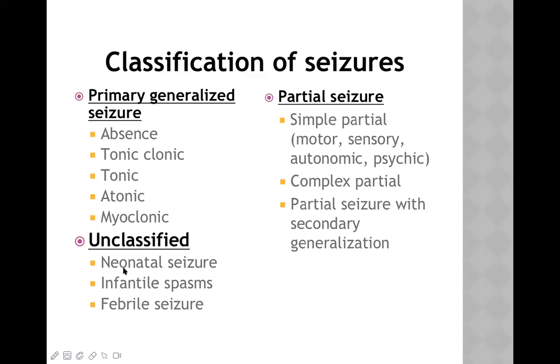Unclassified seizures: they are neonatal seizure, infantile spasm, also known as hypsarrhythmia, and febrile seizure. Neonatal seizure, hypsarrhythmia, and febrile seizure. So these are some of the types of seizure. Okay, very important question in the exam.